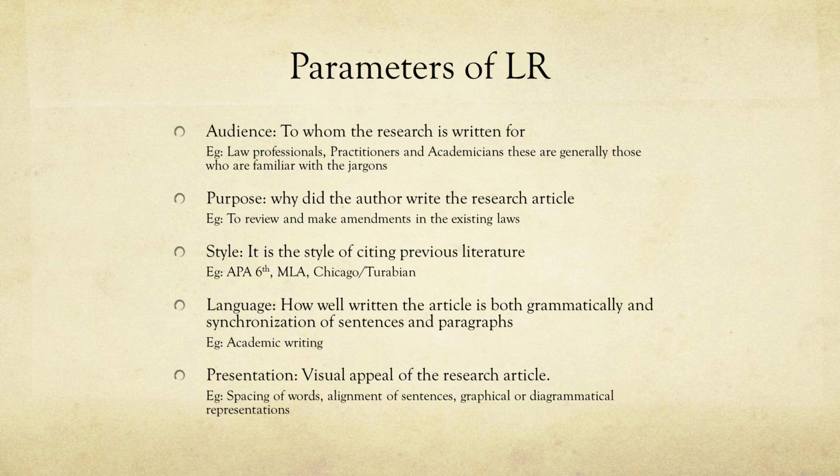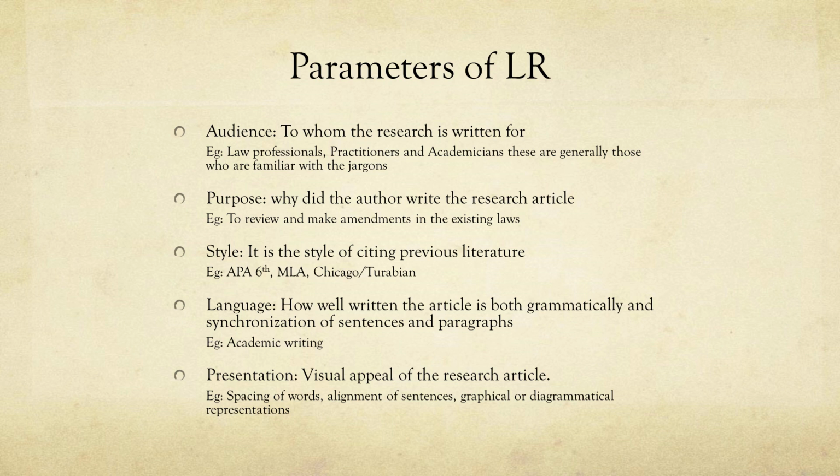The third is the style of writing. Maybe the articles were written in APA style, maybe they were written in MLA style or Chicago style. The fourth parameter is the language. How well written the articles were, grammatically, how well the sentences were synchronized, whether the paragraphing was done well, the flow of the paragraphs were done well.